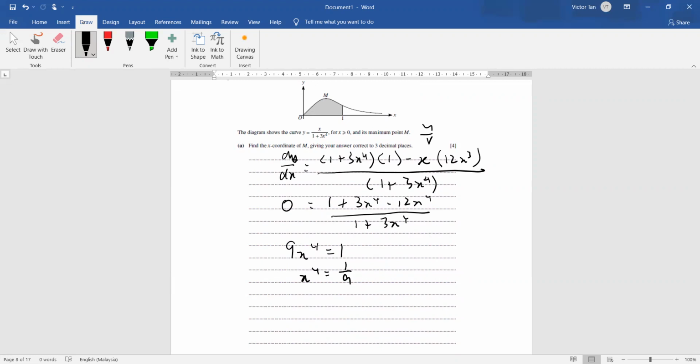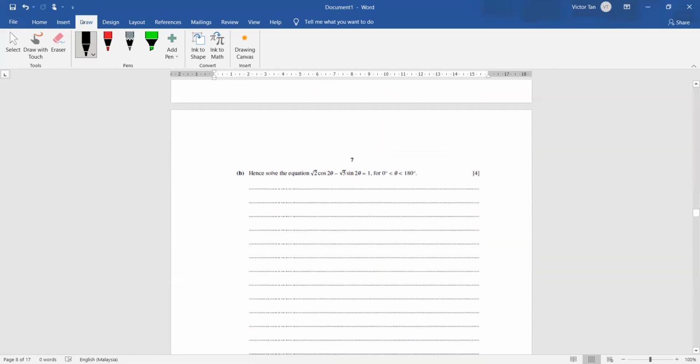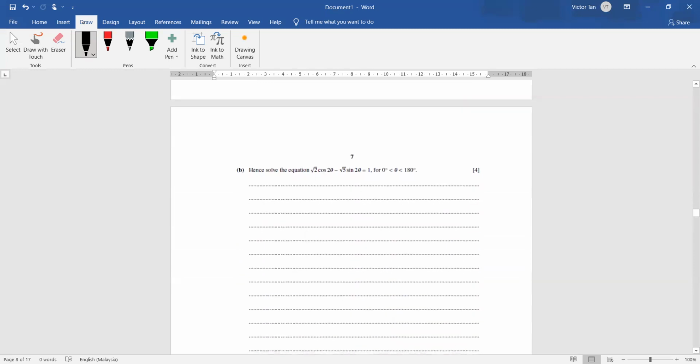Okay, to 3 decimal places, 1 over 9 to the power of 1 over 4 is 0.577. Okay, there you have it. And solve the equation.